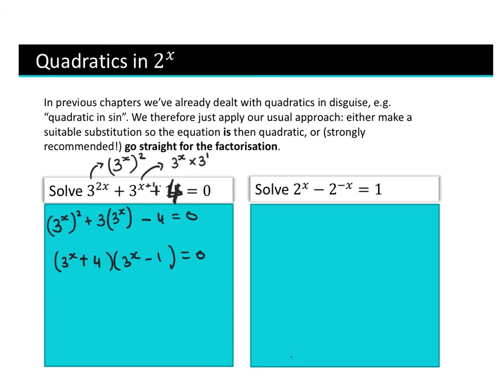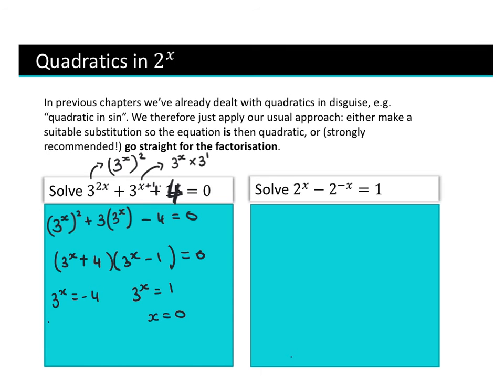Right then, so we know that 3 to the power of x equals -4 and 3 to the power of x equals 1. Now actually we're quite lucky because we know anything to the power of what gives me 1? 0. So we know that x equals 0 is a solution, okay, without having to use logs. But what happens here?